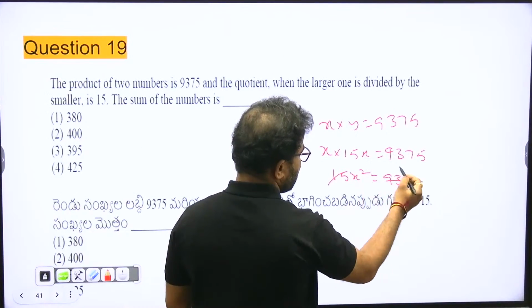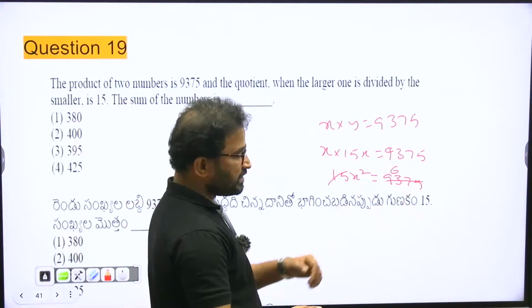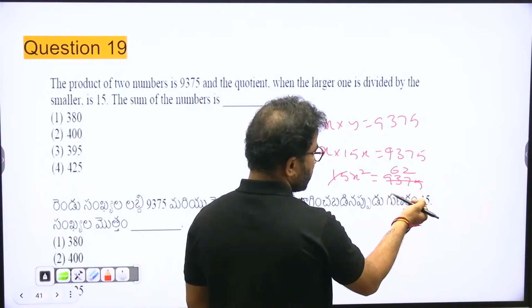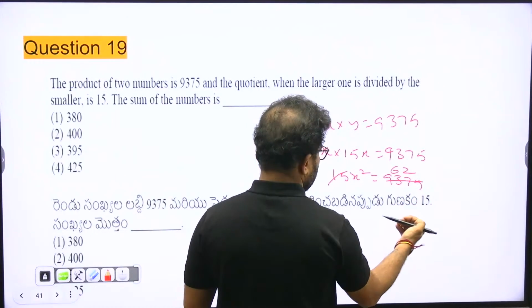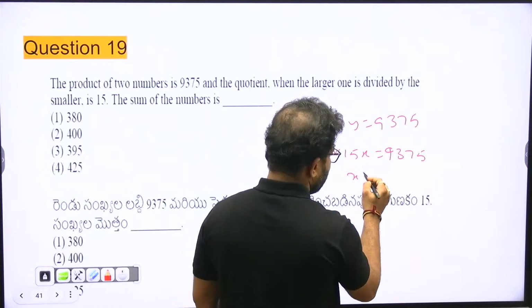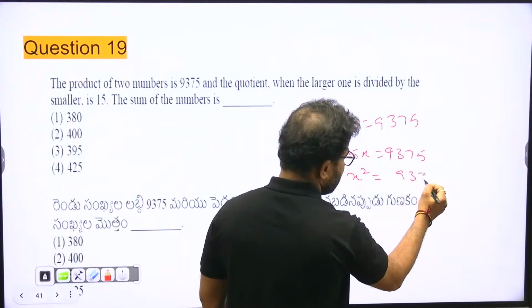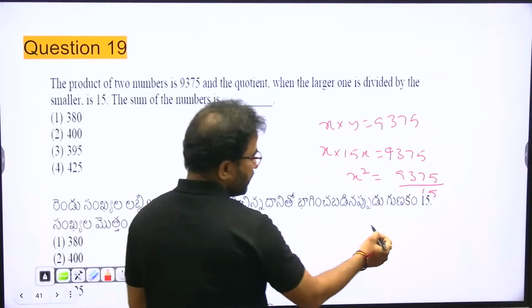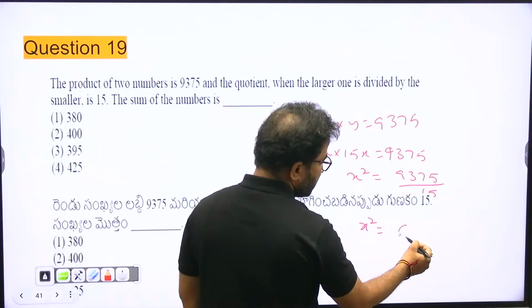So 15 times 6 is 90. Next one is 15 times 2. Now this value can be written in the form of x square is equal to 9375 divided by 15. Now look at this one, x square is equal to 15 times 6.